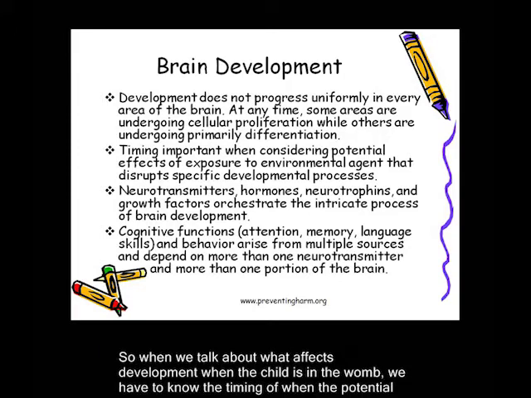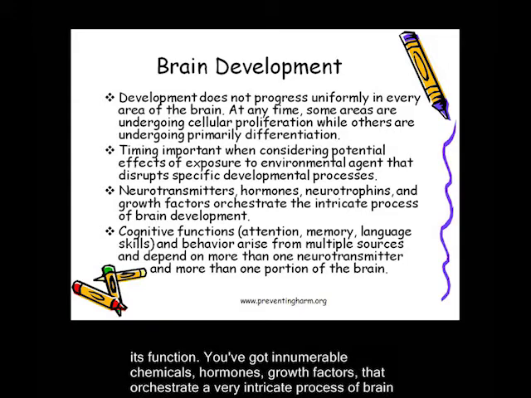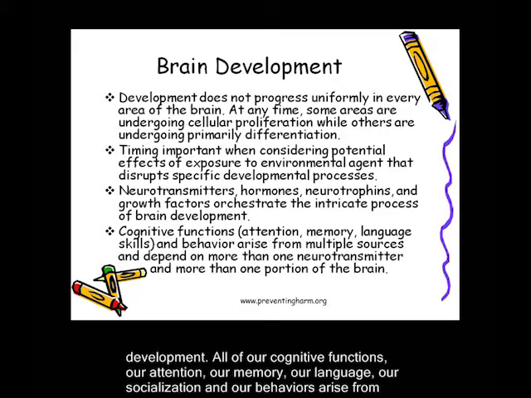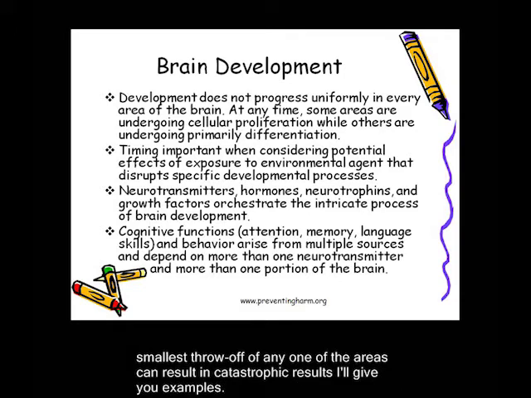So when we talk about what affects development when the child is in the womb, we have to know the timing of when the potential toxin or the agent can disrupt the brain. Now, the brain is not just disrupted in terms of its structure, it's more disrupted in terms of its function. You've got innumerable chemicals, hormones, growth factors that orchestrate a very intricate process of brain development. And all of our cognitive functions, our attention, our memory, our language, our socialization, and our behaviors arise from different parts of the brain interacting with one another with different chemicals. And so you can understand how intricate this is, and the smallest throw off of any one of the areas can result in catastrophic results.